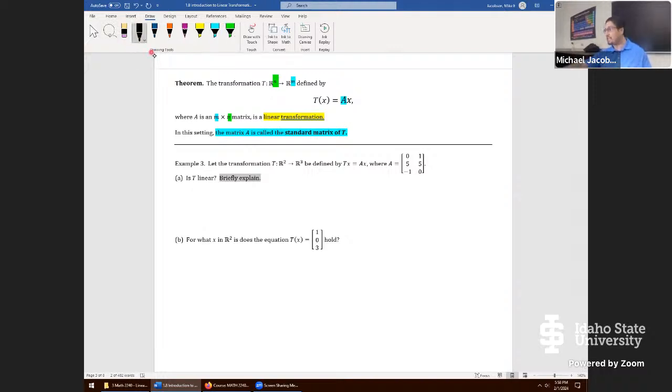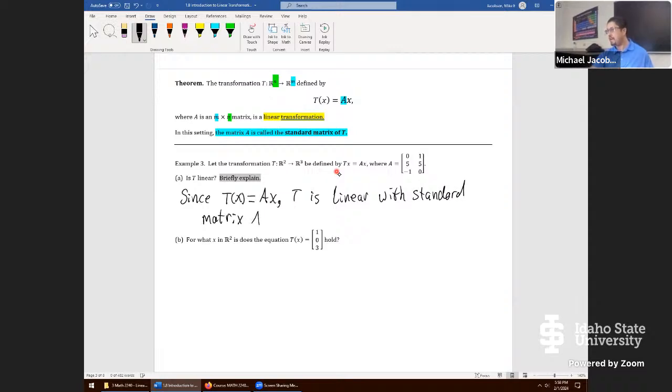So for this one, if this was a real exam question on exam 2, I would just say, let's see here. Since T of x equals Ax, T is linear with standard matrix A. And we've had it, folks. Our complete argument is done by this theorem here. Well, any questions with part A? Okay, kind of the fastest proof ever. That's kind of nice when it works out that way.